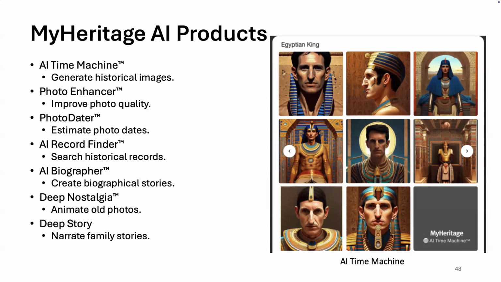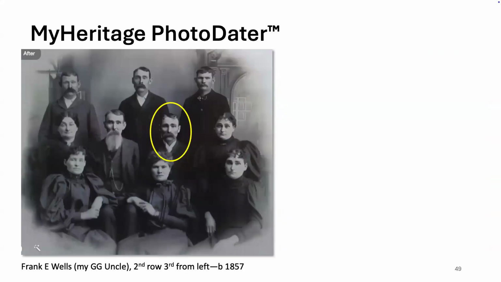That's called Time Machine. The photo enhancer, you may have used that in MyHeritage. You don't even have to have a subscription to MyHeritage to use it. It does a pretty good job of taking wrinkles out of photos, that kind of thing. And then there's a bunch of other stuff here that MyHeritage calls their AI products. The photo dater is interesting, and I'll show you that here in a second.